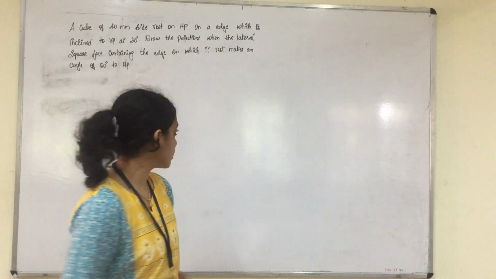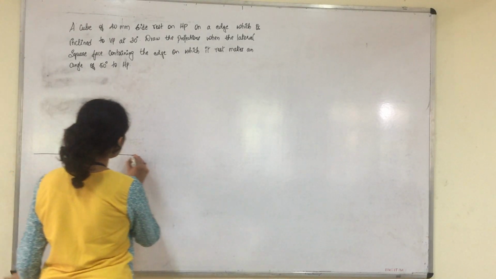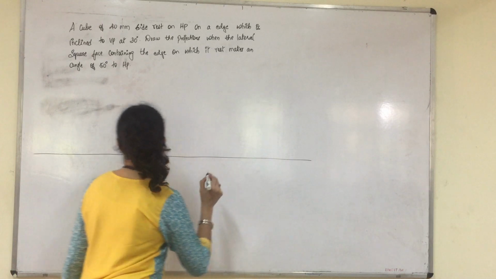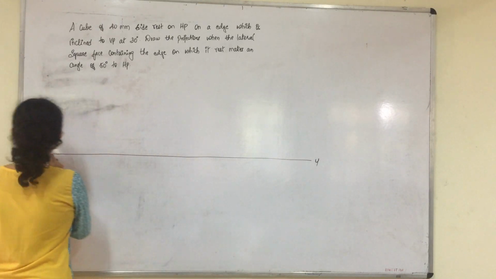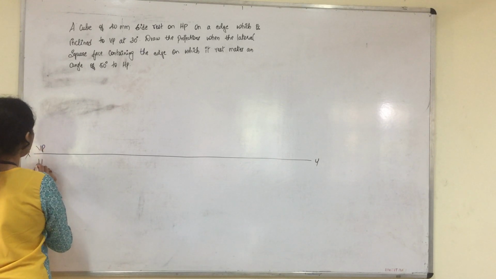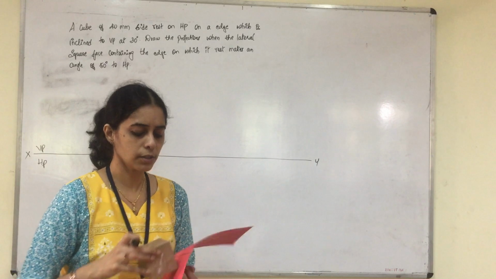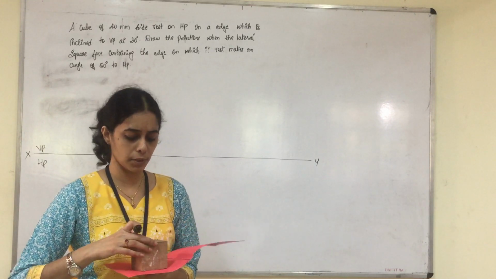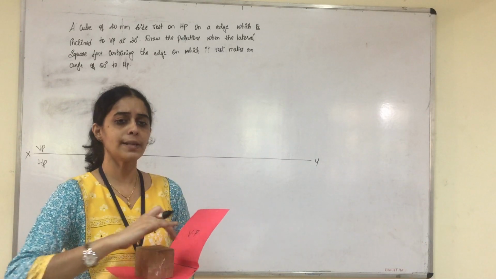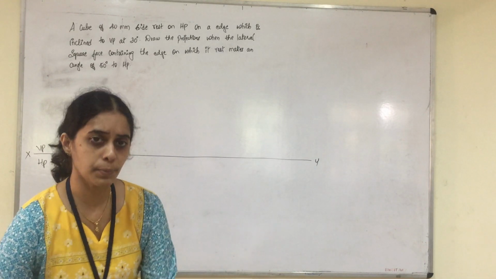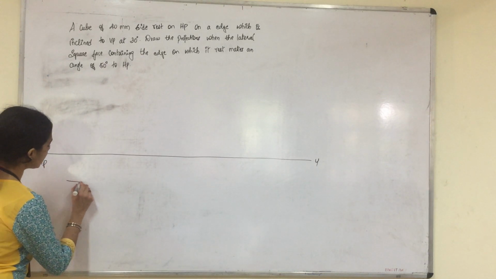So let us start off with the top view. Before that, always we should draw the XY line. Please name it as X and Y. Write VP and HP. So I told you, when you place the cube in the horizontal plane and when you view from the top, a square will be visible as our top view. So you will draw a regular square.